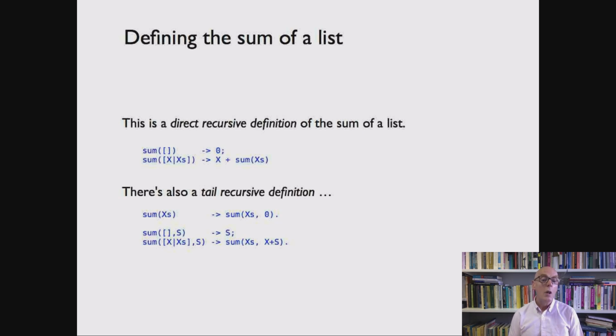So, let's see what this tail recursive definition says. It says the sum of x's is the sum, now with two arguments, of x's and 0, and that second argument is where we accumulate the result. Now the sum of an empty list and s, we just return the value we've accumulated, that's s. Otherwise, if we've got the list x cons x's and the sum so far is s, then we replace that with a call: we strip off the x and add it to the sum so far. So we get the sum of x's, and the second argument is x plus s.